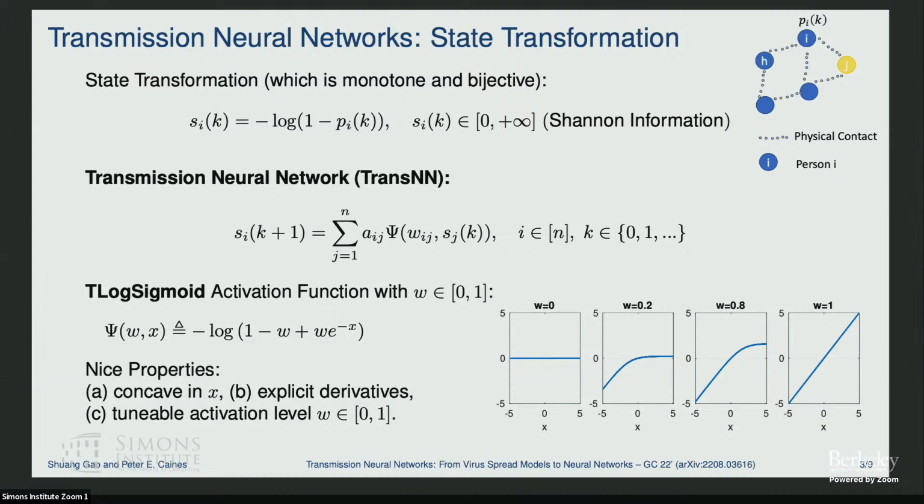Here the psi is the new activation function, a tunable log sigmoid activation function, which takes the parameter w ranging from 0 to 1. When w equals 0, this works as if it's a no pass. When w equals 1, this represents a full pass. When w is between 0 and 1, this is a partial pass. There are other nice properties, such as this function is concave in x, and we can write explicit derivatives of this function with respect to both variables. And this is crucial in our further analysis.